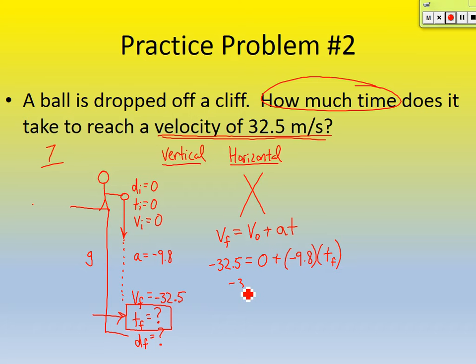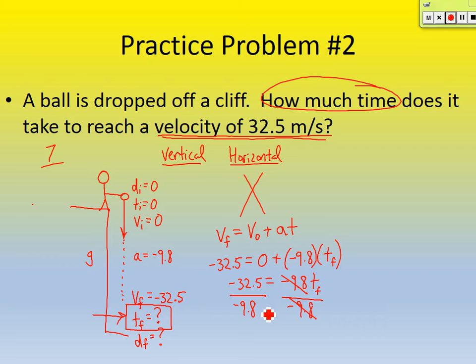So we have a minus 32.5 is equal to, I'm going to leave off the 0, and because this is negative, I'm going to put a negative 9.8 times t. Okay, now we want time final to be by itself, so how do we get rid of this negative 9.8? And the answer is you've got to divide this equation by a negative 9.8 on both sides. Over here, you'll notice that it's dividing by itself, so it's going to cancel out. So time final is equal to a negative 32.5 divided by a negative 9.8.